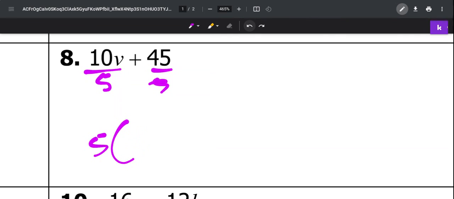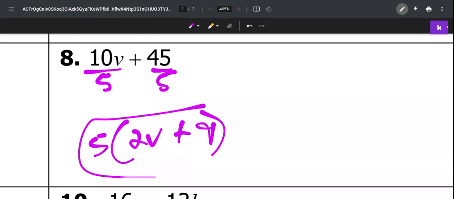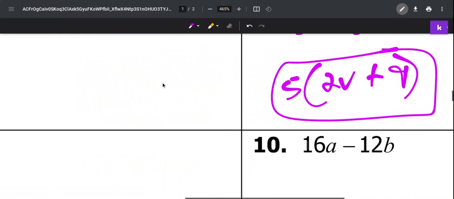10 divided by 5. There we go. I got ahead of myself. So 2v is what's left because we divide 10 by 5, and then we just bring down v. Then we have plus, which should be 5. All right. So then we have plus 45 divided by 5, which is 9. So that's our answer.